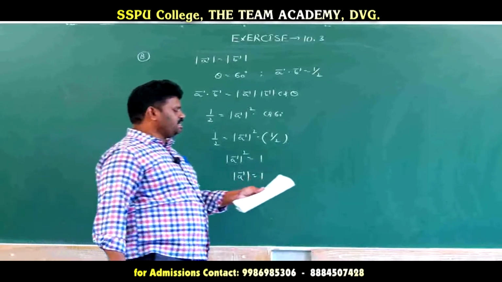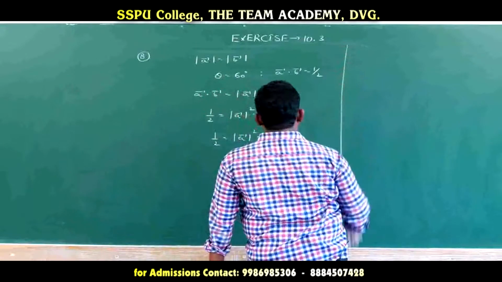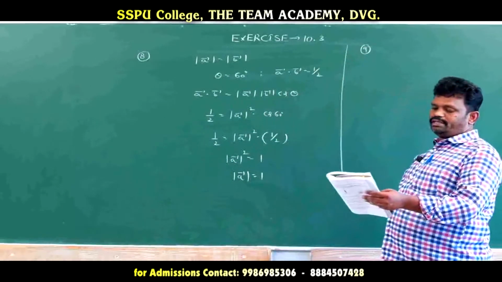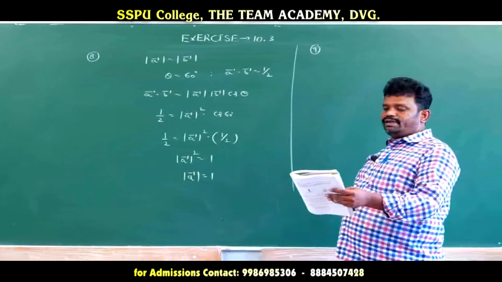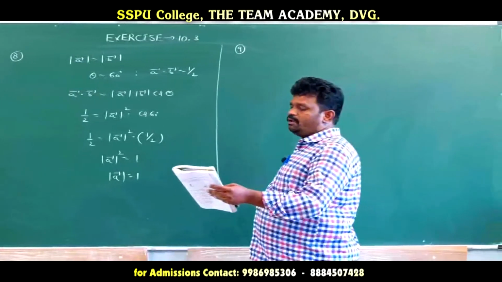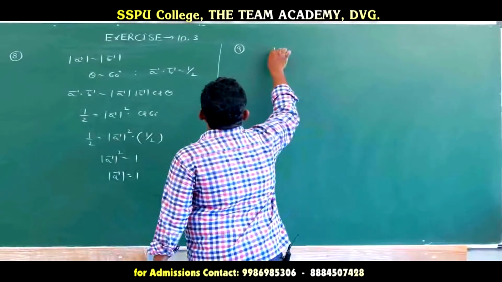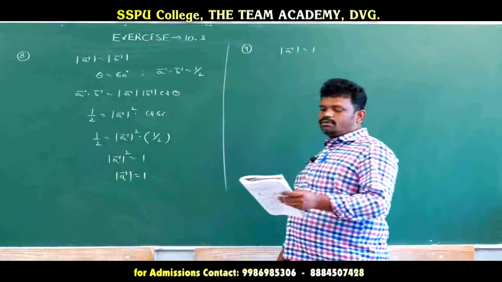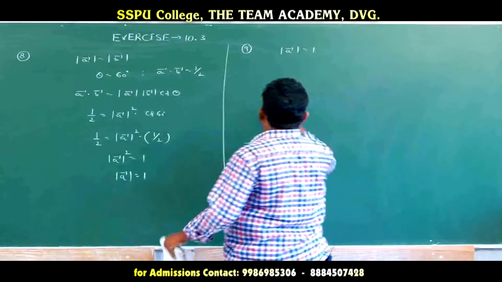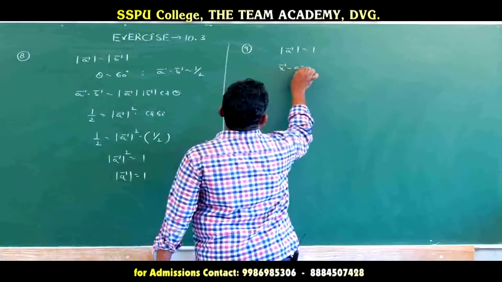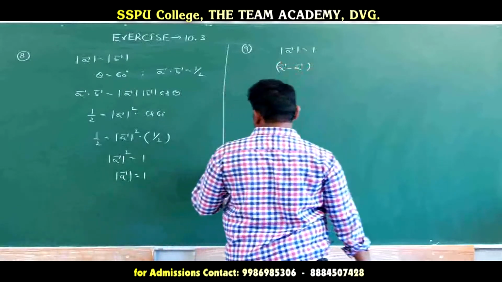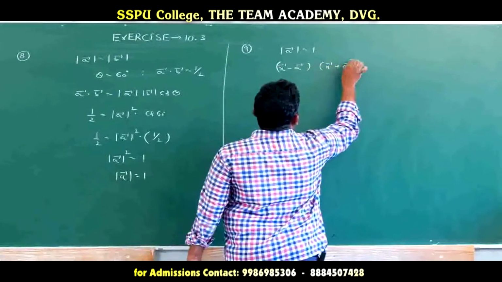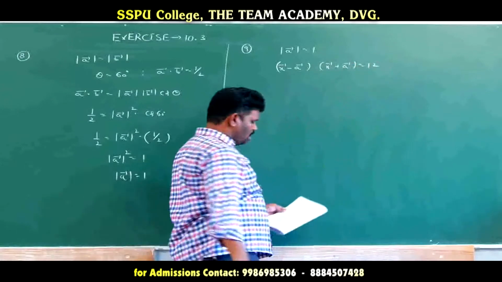Okay? Right, next, the 9th one. So here what is given? Find mod x for a unit vector a bar. Unit vector a is given, so magnitude of a bar is equal to 1. And what else is given here? x bar minus a bar dot x bar plus a bar is equal to 12.